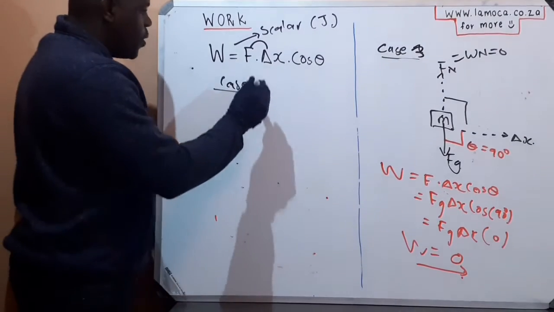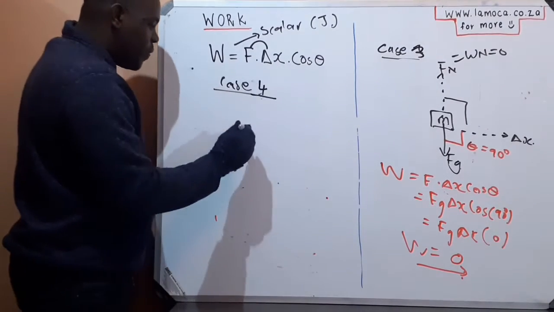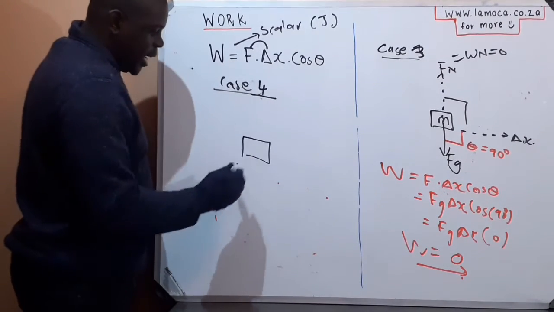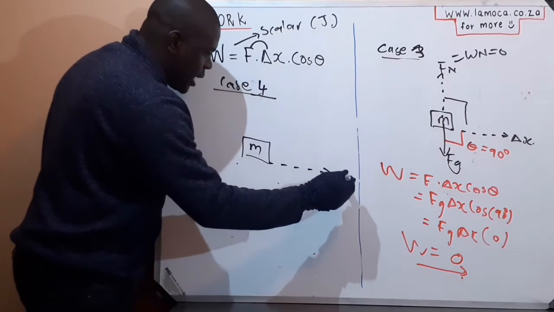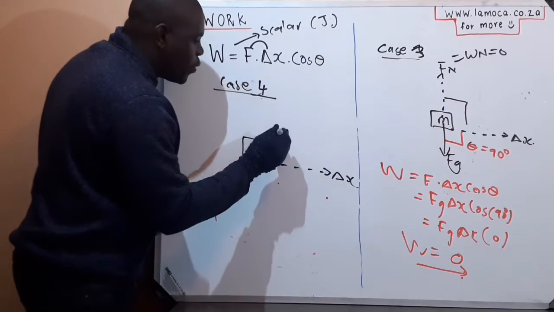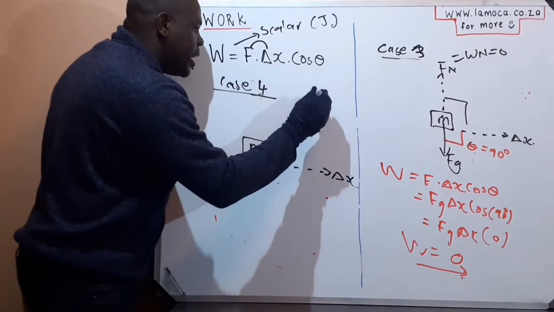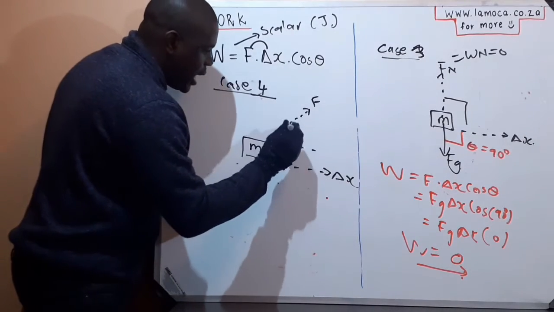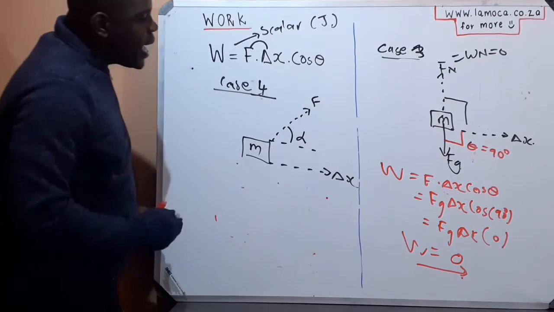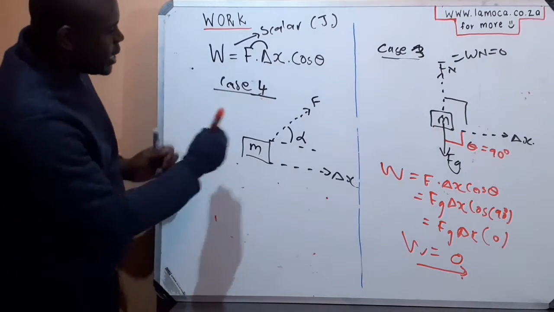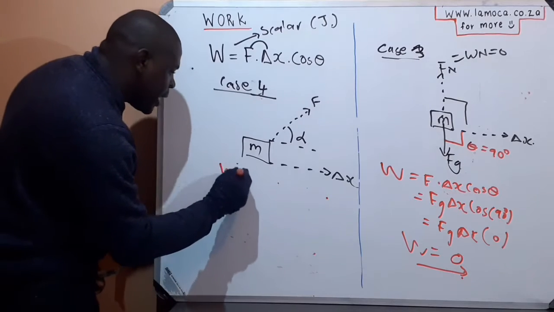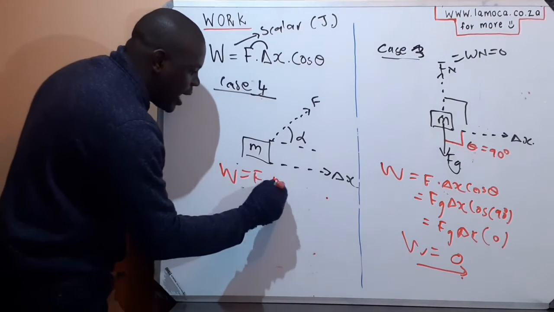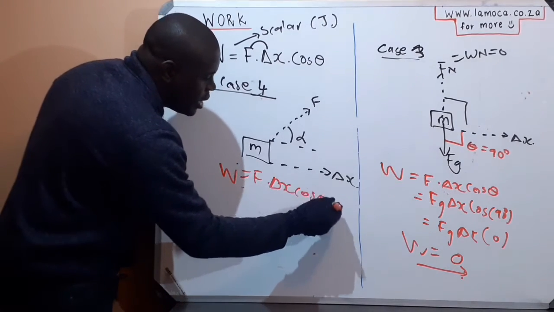Let's look at case 4. Case 4, we've got an object, again the very same object. It's still being displaced to the right. But let's assume that we've got an applied force at an angle alpha there. Now we are interested in finding the work done by this particular force. You go back to a definition again. Work is equal to F delta x cos of theta.